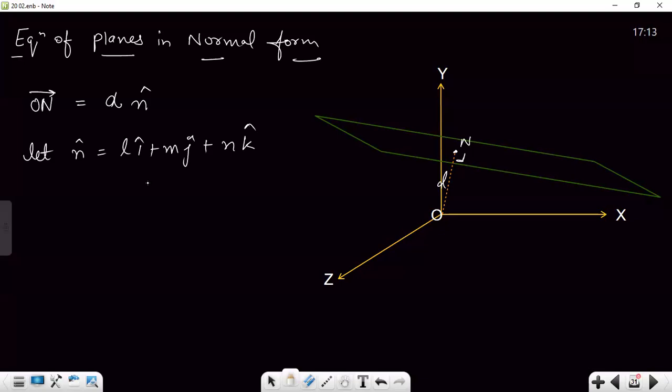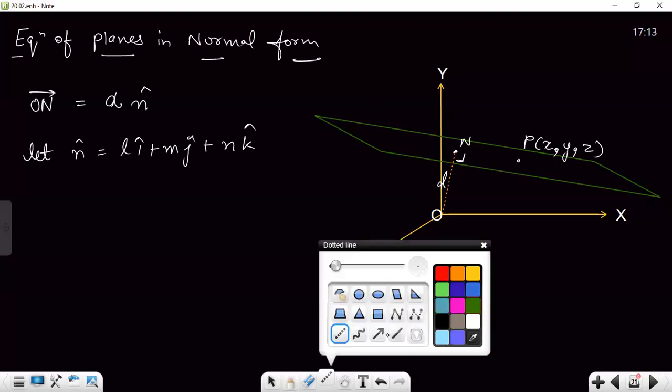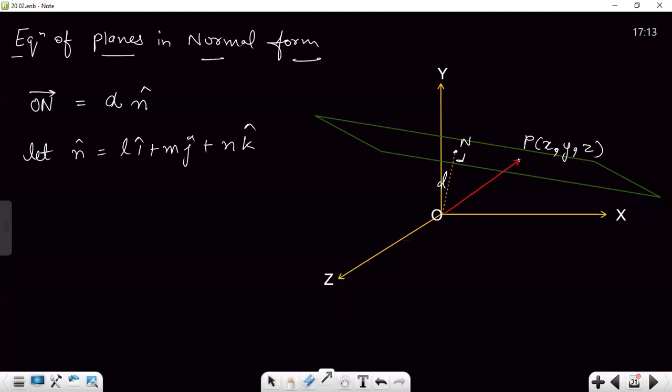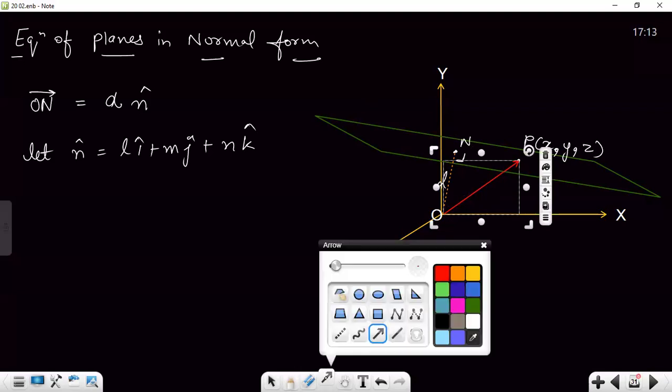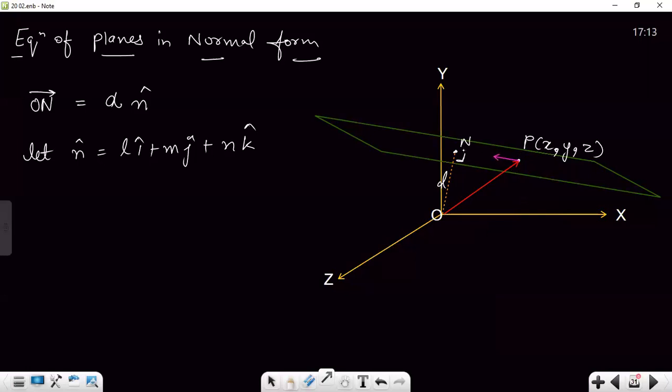Now, for finding the equation of any curve, any plane, what we generally consider is a general point, any point on the plane. So let me consider any point, and that point has general coordinates x, y, and z. Let me draw the vectors here. So this vector OP is the general vector. Let me also draw another vector from P to N. Now we have three vectors.